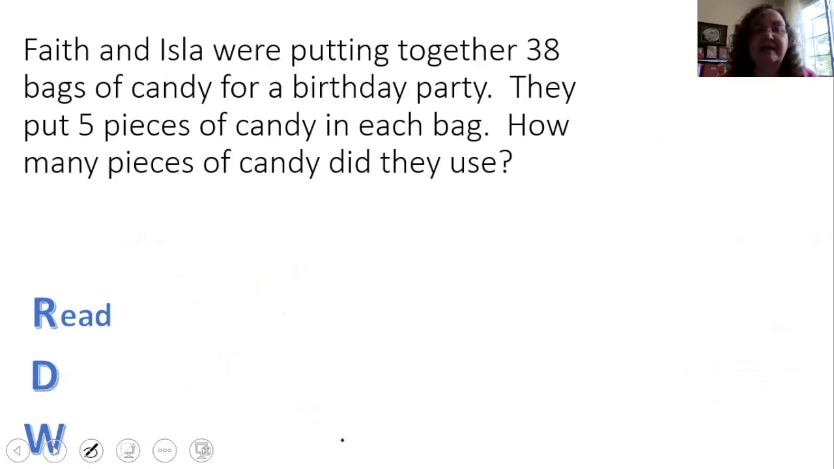Faith and Isla were putting together 38 bags of candy for a birthday party. They put 5 pieces of candy in each bag. How many pieces of candy did they use? Do you see what's happening in your head? There's 2 girls, and they're putting all these bags of candy and putting some candy in each bag. I always have to think about what I'm reading. So my next step is to draw a picture. So I think I'm going to draw some bags.